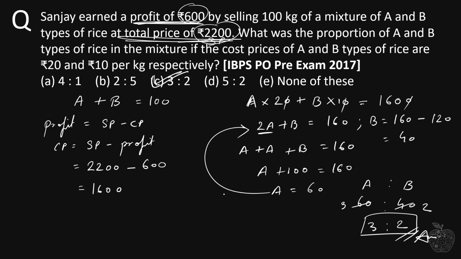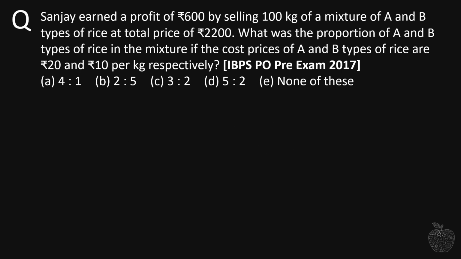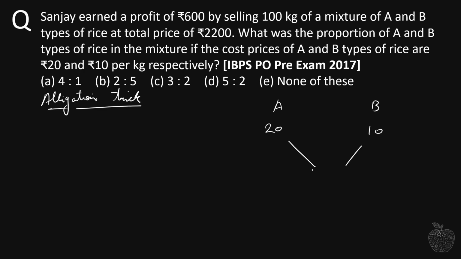Now this is one way of solving the question. There is another way in which you can solve this question. It is called the alligation trick. So now let's solve this question using the alligation trick. Alright, we know that there is a mixture of A and B. Cost price of A here is 20 rupees per kg and cost price of B here is 10 rupees per kg. Now they both are mixed together and we need the cost price per kg of the entire mixture. That will be substituted over here in the box.